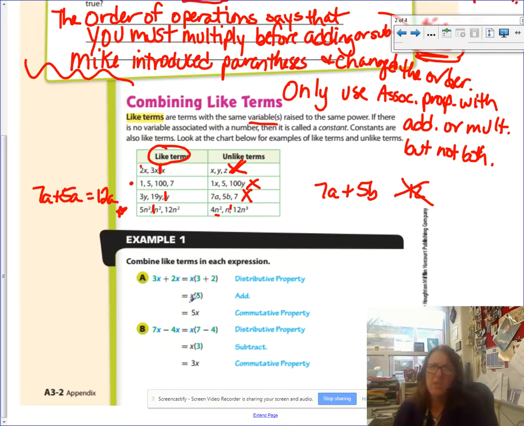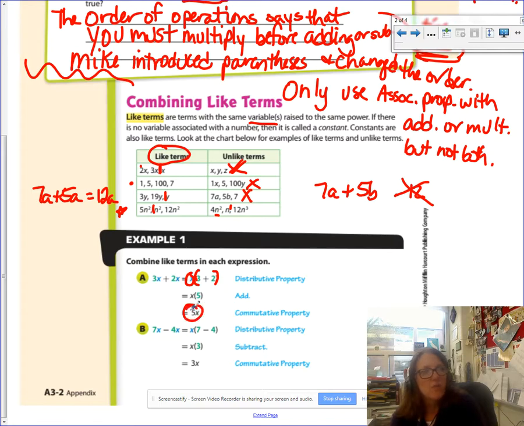Really what you're doing is kind of undoing the distributive property, okay? So take a look at 3x and 2x. They both share the same term x. If you factor that out or pull that on the outside, x times 3 is still 3x, x times 2 is still 2x. We're adding them. Combine the two number values together to give you 5.